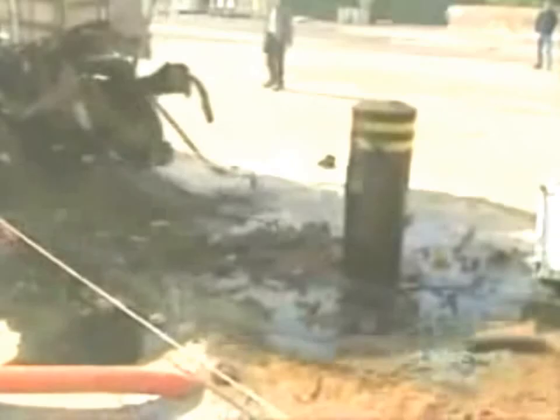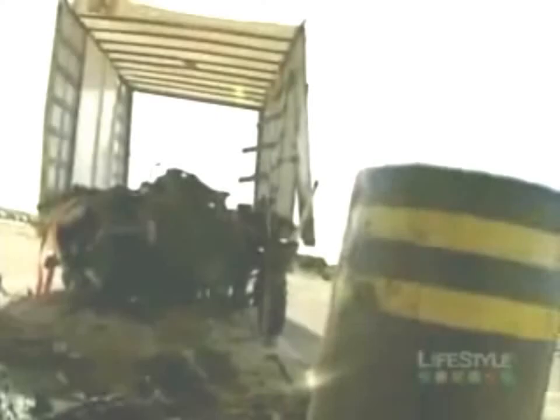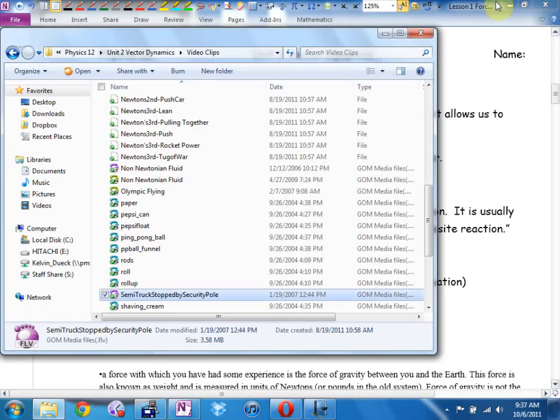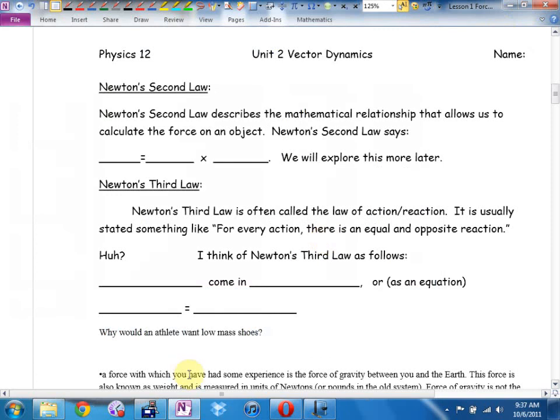Newton's second law. Newton's second law describes the mathematical relationship that allows us to calculate the force on an object. F equals ma. That's Newton's second. Actually, Newton was much more interested in acceleration than force. He actually wrote a equals F over m, but we write it F equals ma. We'll spend the unit applying this, so we'll explore this more later.